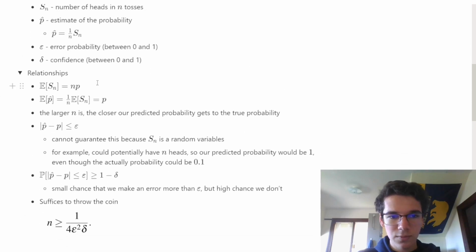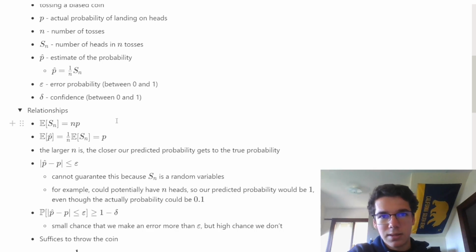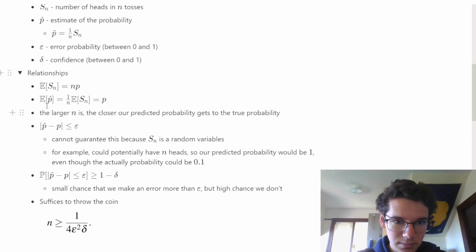So first off, what is the expectation of the number of heads that we're going to get? Well, it's going to be N times the probability of landing on heads, right? Using a similar example, if we flip the coin 6 times and the probability that we land on heads is 1/2, then we would expect to see 3 heads in 6 coin tosses.